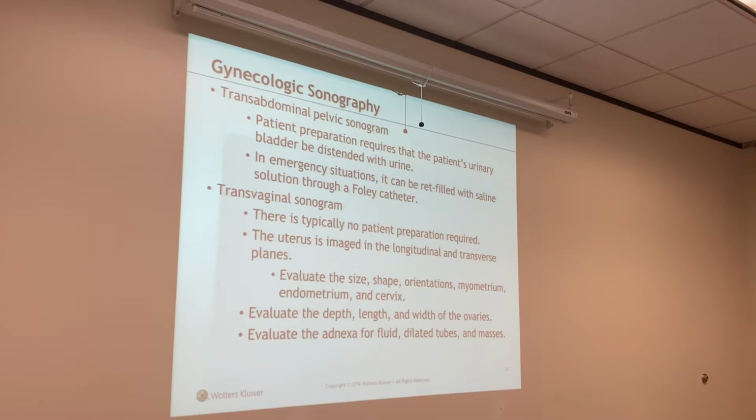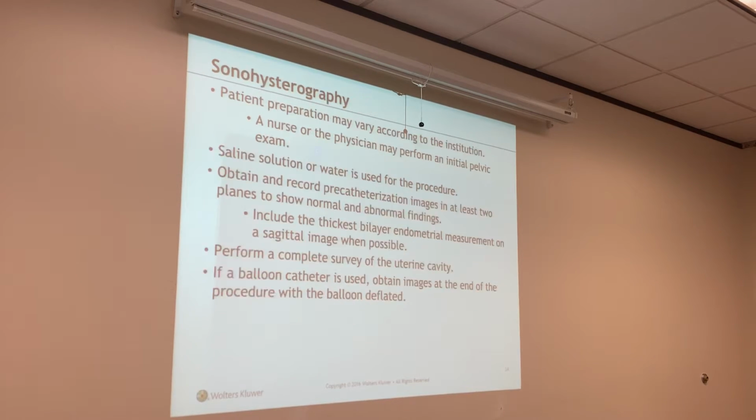That's a new word for you. Adnexa means next to. Okay, so my ovaries are in the adnexa because they're next to the uterus. My tubes are in the adnexa. We do not see the tubes unless there's something wrong with them. You do not see the tubes unless there's something wrong with them.